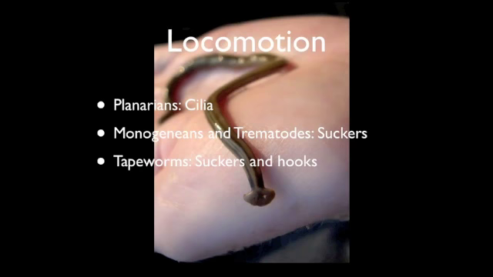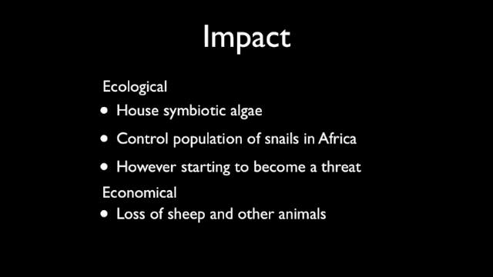Locomotion. Planarians move by using cilia on their ventral surface, gliding along a film of mucus they secrete. Monogeneans and trematodes: many have suckers that attach to the internal organs or outer surfaces of host animals. They live as parasites. Tapeworms use suckers and hooks that the worm uses to attach itself to the intestinal lining of the host.